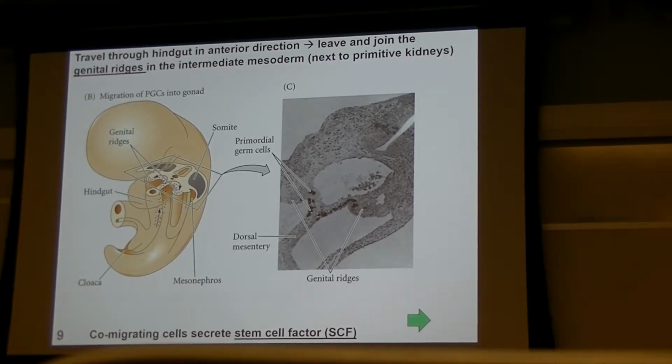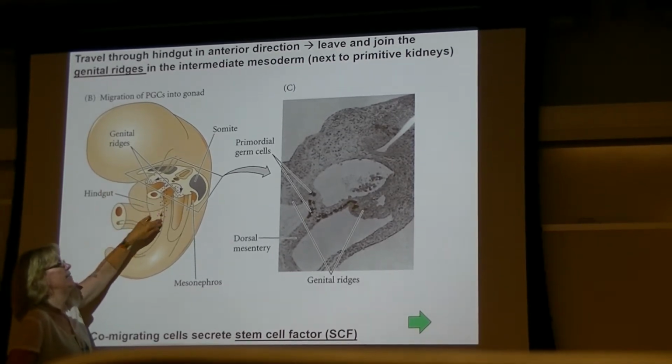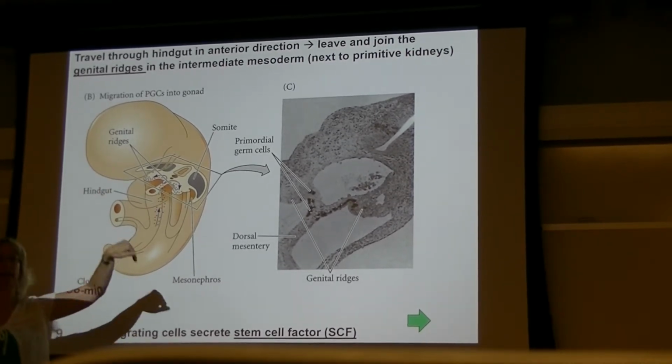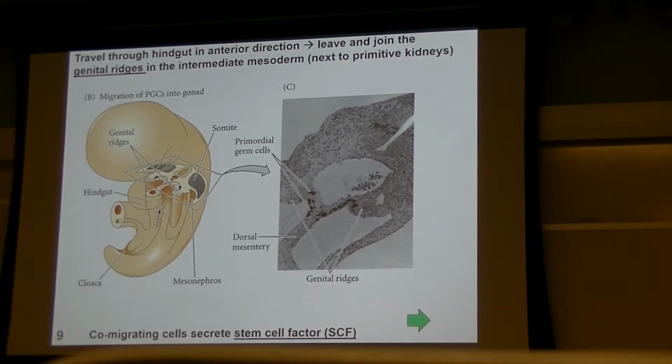And then eventually, when they get to the right anterior posterior position, they'll leave this hindgut area and migrate out into these two genital ridges, which are these two sort of bumps on the midline portion of the embryo that eventually will become the ovary or the testes.